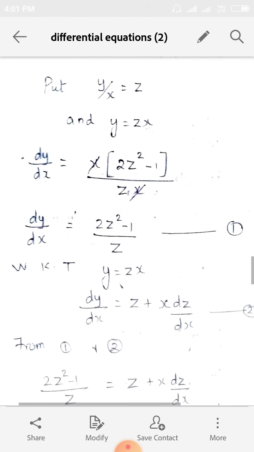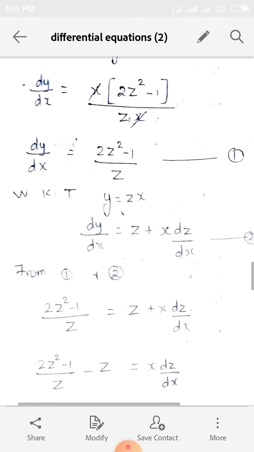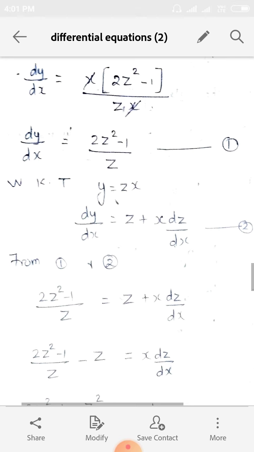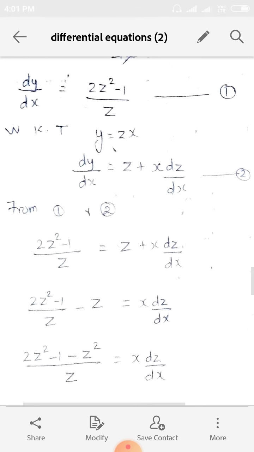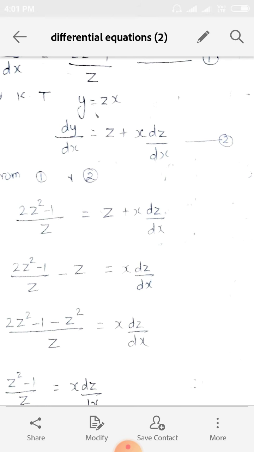Right. Next step, see the numerator and denominator. So cancelling x term, we get dy by dx is equal to 2z square minus 1 by z. So mark it as equation number 1. And we know that y is equal to zx. We have to differentiate y with respect to x. So we get dy by dx is equal to z plus x into dz by dx. Mark it as equation number 2.